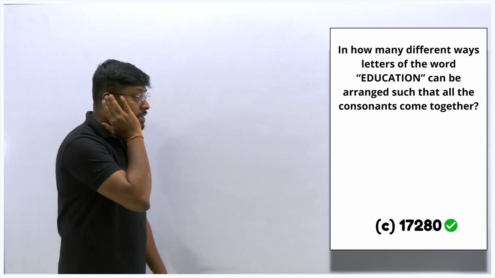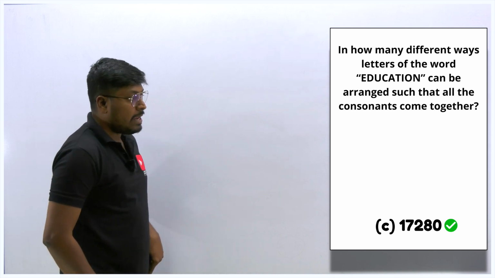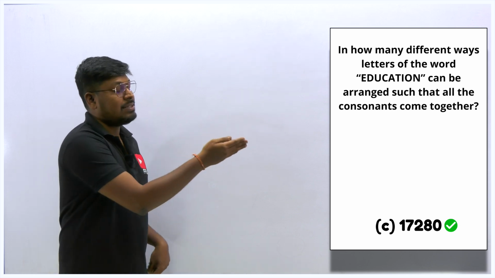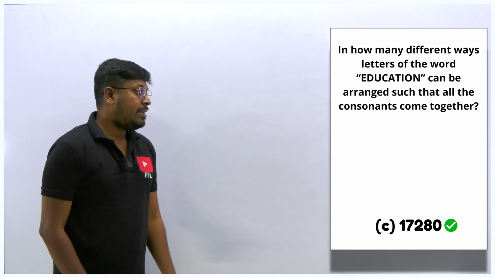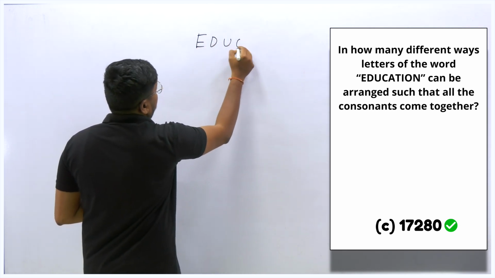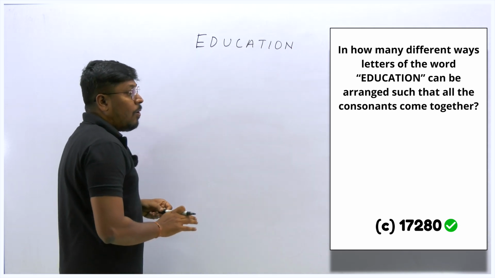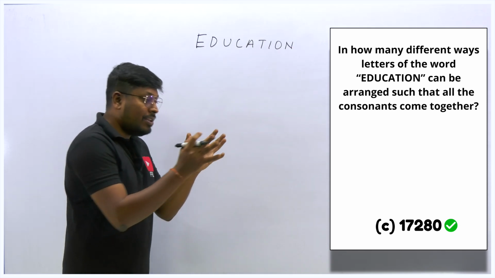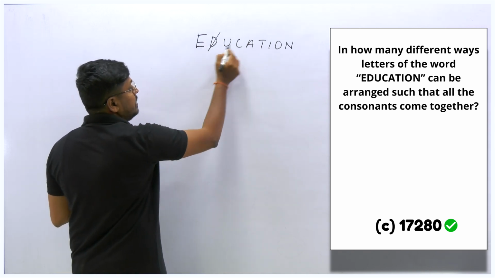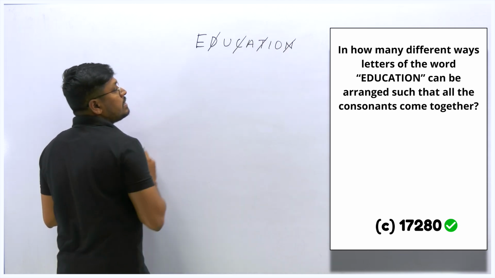Next question: in how many different ways can the letters of the word EDUCATION be arranged such that all the consonants come together? It's a permutation question, right? In this word, our target is to find arrangements where all the consonants come together. First, pick all the consonants. D is a consonant, C is a consonant, T and N. So these 4 letters are the consonants.